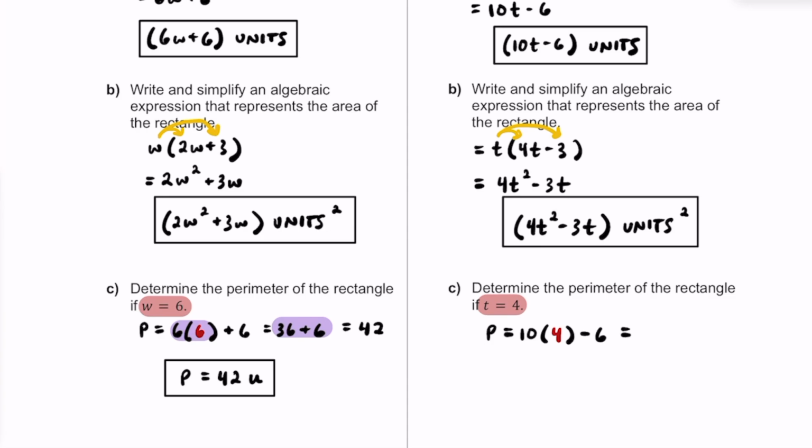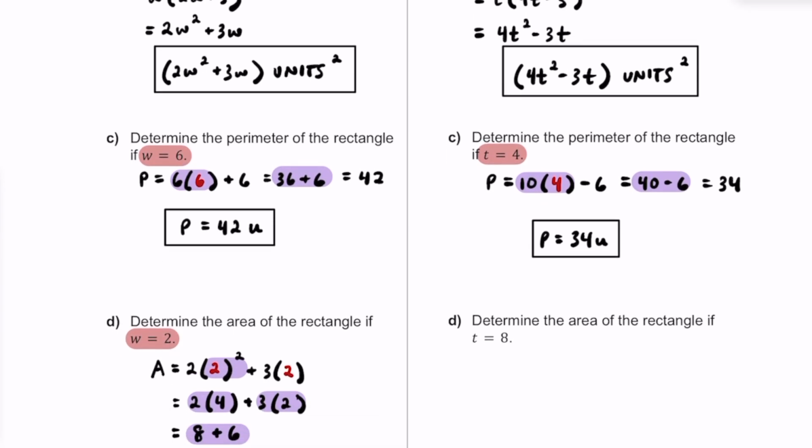And then if we follow the order of operations here, 10 times 4 is going to be 40. So we're looking at 40 minus 6, right? And then 40 minus 6 is pretty straightforward, just one step here. That's going to be 34. All right, so we're going to say the perimeter here is going to be 34 units if we know that t is equal to positive 4.